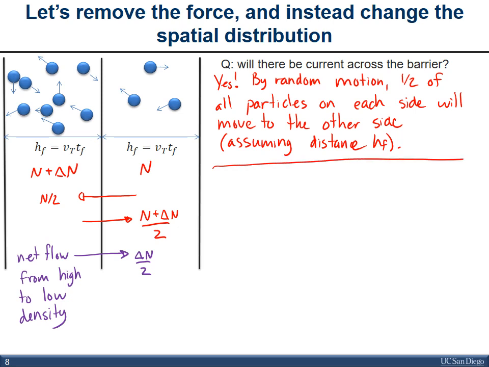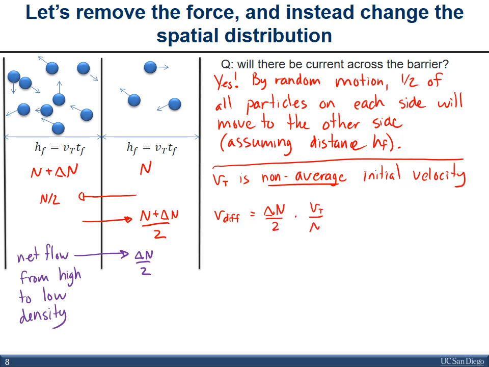Now let's create another parameter called v sub capital T, and we're going to call this the non-average initial velocity. What we can say here is that the diffusion velocity is going to be equal to delta n over 2 times v sub t over n0. In this case, n0 is the total number of particles.